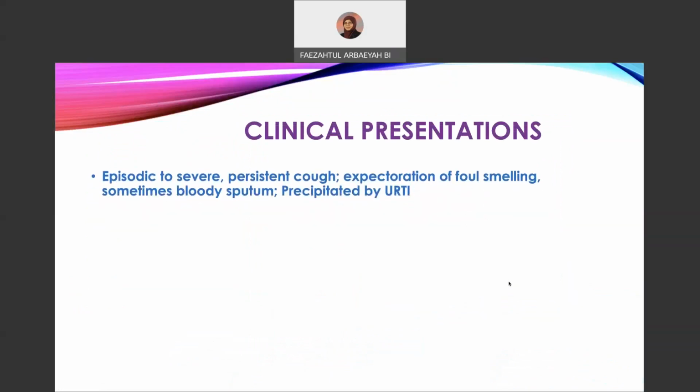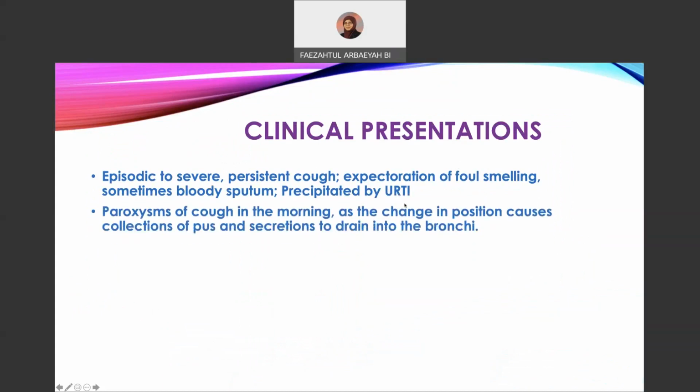Okay, we go to the clinical part of it. For the clinical presentation, the patient will present with a severe persistent cough, and the sputum is foul smelling, sometimes bloody. It is precipitated by URTI, upper respiratory tract infection. The patient may cough a lot in the morning and produce a lot of sputum, because when they get up, the pus collection and secretions drain into the bronchi, so they cough it up to clear the bronchi.